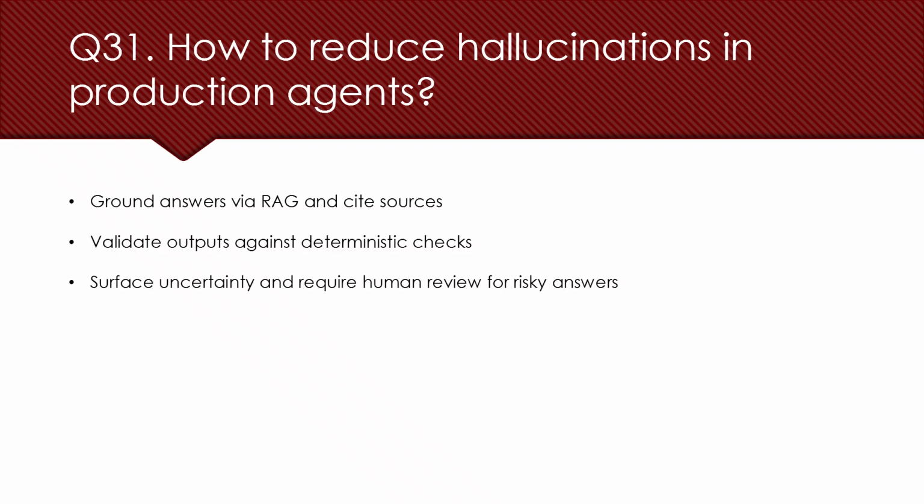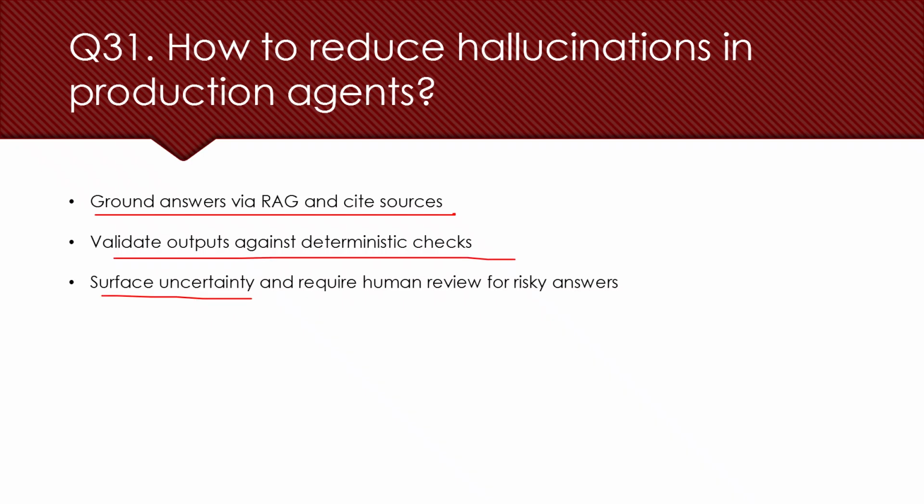How to reduce hallucinations in production agents? This is a very important question to understand. Hallucination occurs when the model invents facts. The primary mitigation is grounding. Always retrieve factual evidence and supply it to the model. Okay. Additionally, always run deterministic and sanity checks and require human review for actions that have safety or compliance in them. So the validation of output against deterministic checks is also required.